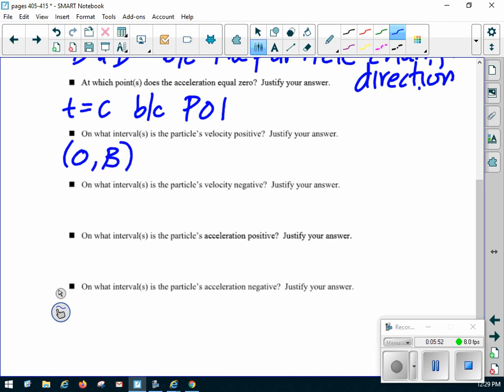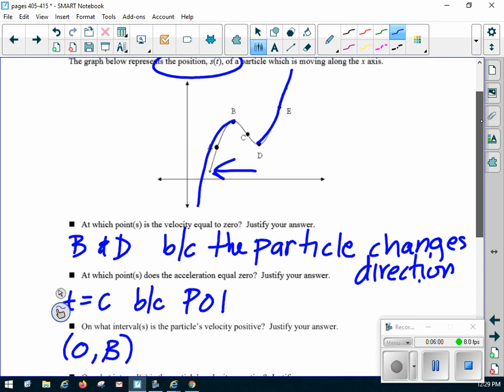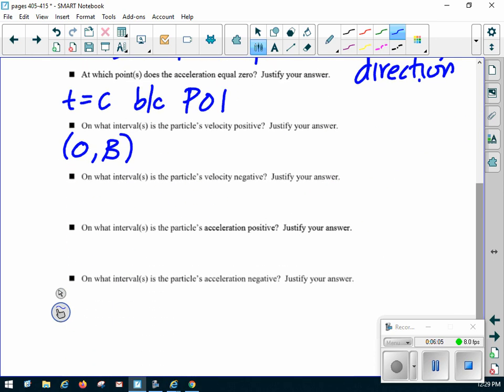Did you say that, Avery? I didn't hear you. Talk louder. On this section, on position, velocity, acceleration, you talk real loud. 0 to B and where? D to infinity. There you go. D to infinity. Because S of t is increasing.